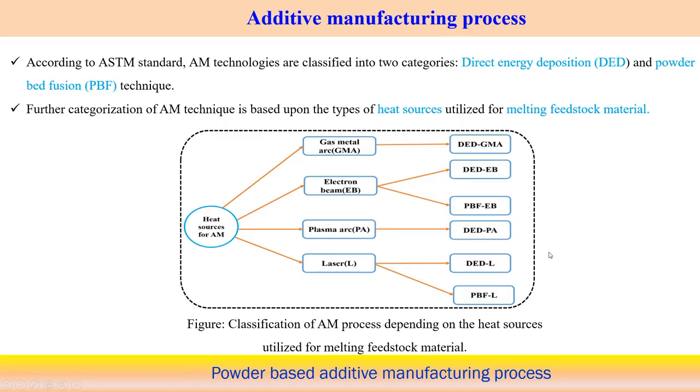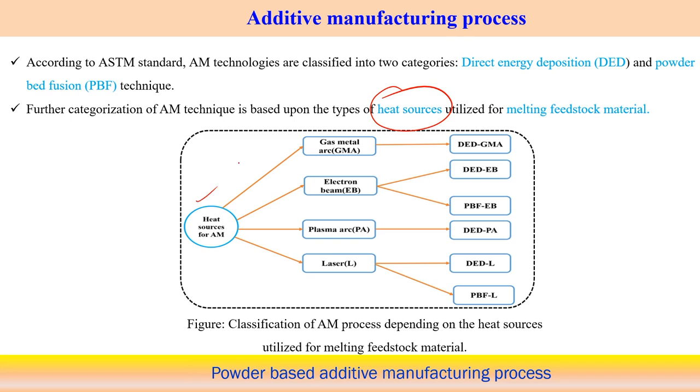Now, according to the ASTM standard, which is a very specific standard, additive manufacturing technologies can be classified broadly into two categories. One is directed energy deposition, and the other is powder bed fusion. These are the two different techniques we can find in the additive manufacturing process. Further categorization depends on the heat source we utilize to melt the feedstock material. Feedstock means the raw material in this case.